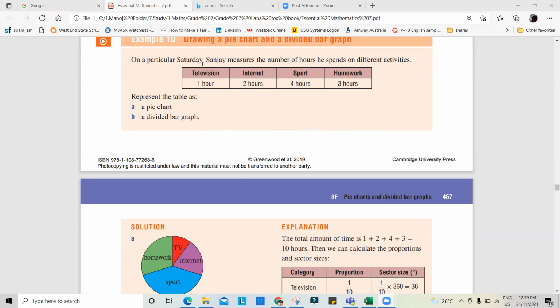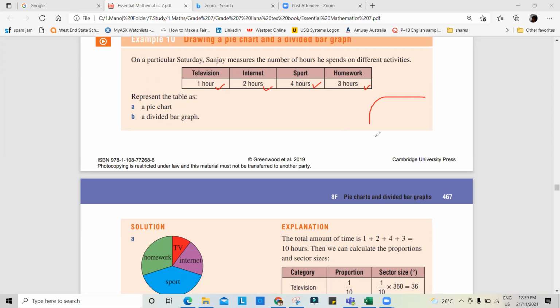On a particular Saturday, Sanjay measured the number of hours he spends on different activities. He spent 1 hour on television, 2 hours on internet, 4 hours on sports, 3 hours on homework. Now you have to draw a pie chart and a divided bar graph. There are two plotting methods.